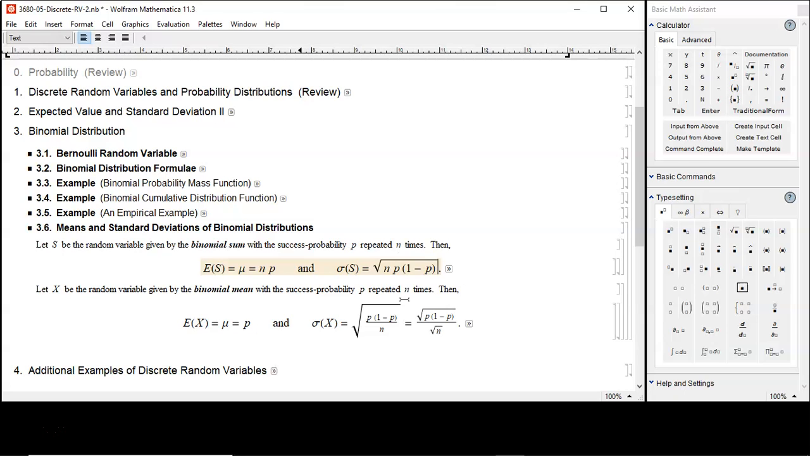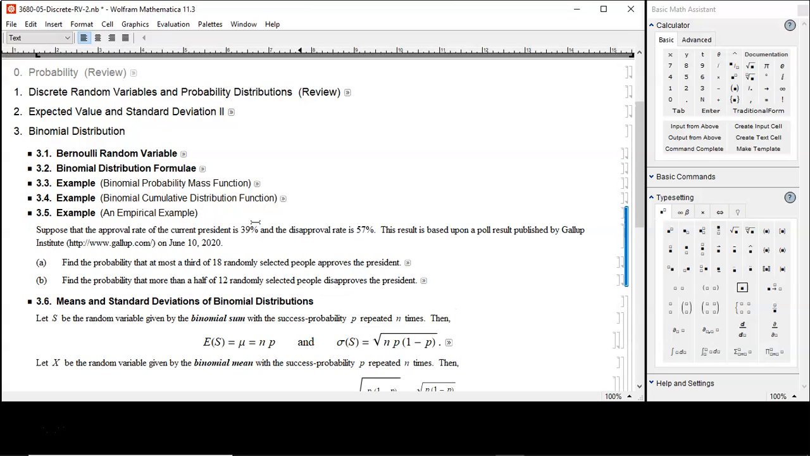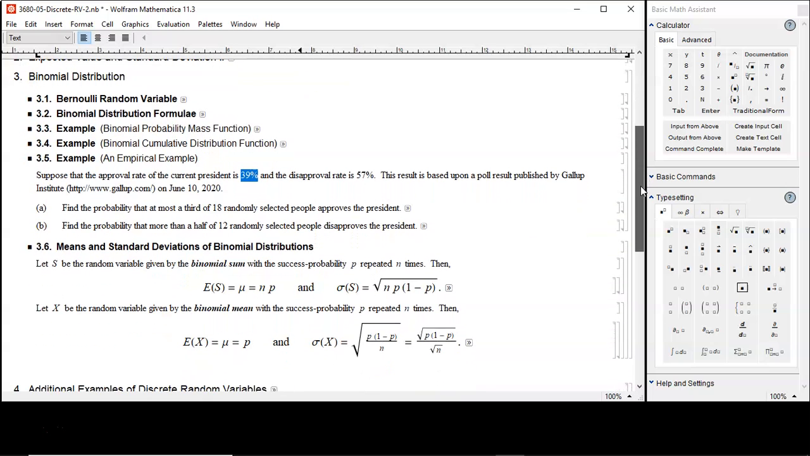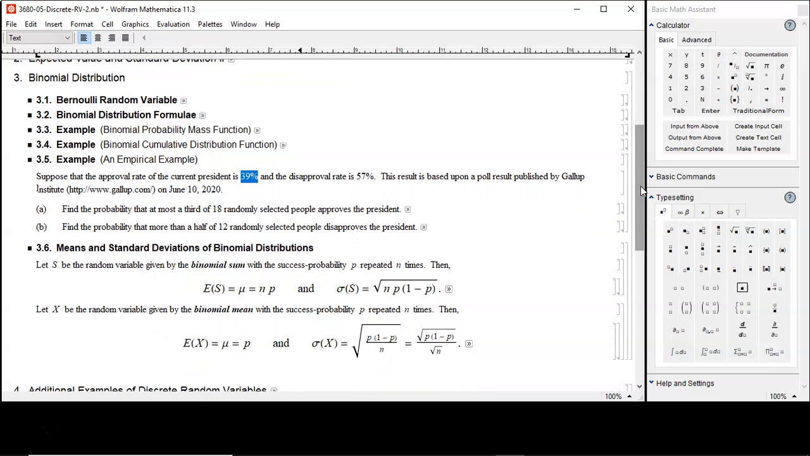As for standard deviation, it's going to be tougher, but it goes like this. In this example, approval rate is 39%, all right? So the expected value for approval, if you have 1,000 people, is going to be what? 39% of 1,000 is 390. Easy computation, right? Just multiply. So that's np.